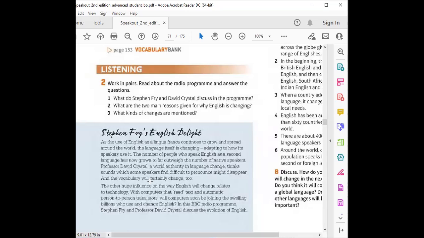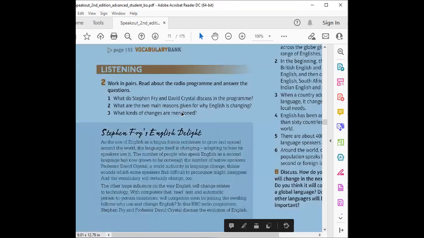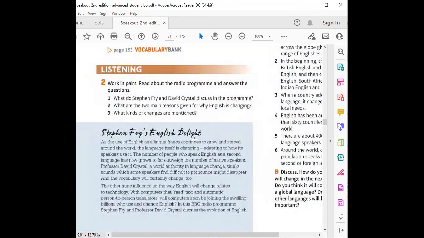Why is English changing? They said the words that are difficult to pronounce might disappear, right? And the other thing is that some vocabulary will certainly change. This is the answer for 3. Okay, what kind of changes are mentioned? These are the changes in the English language, but what are the two main reasons for why English is changing? I would say the fact that more people speak English as a second language.